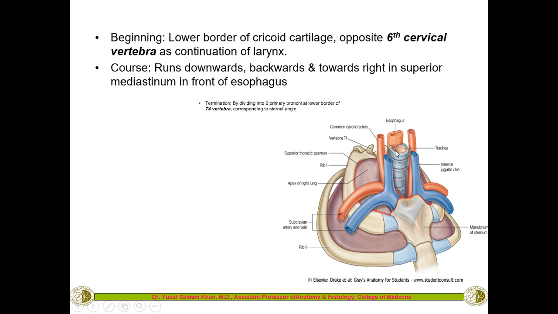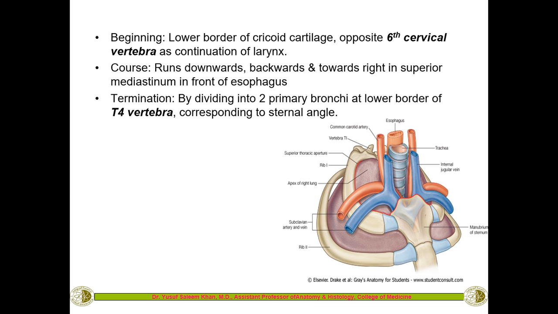the esophagus. And this trachea will go into the thorax and it divides into two primary bronchi at the level of the 4th thoracic vertebra, corresponding to the sternal angle. Sternal angle is this part where the manubrium sterni and the body of the sternum will meet at an angle. So this is the level of T4 vertebra. So this is the point where the trachea will go into the chest and divides into two primary bronchi.